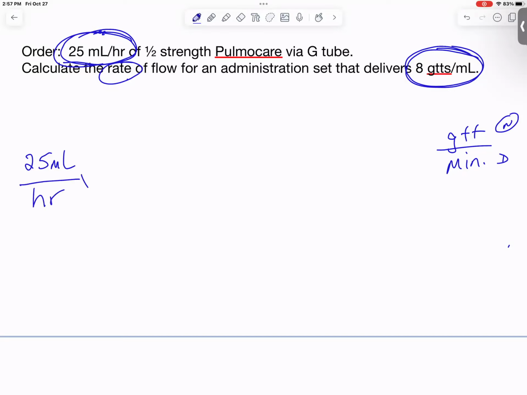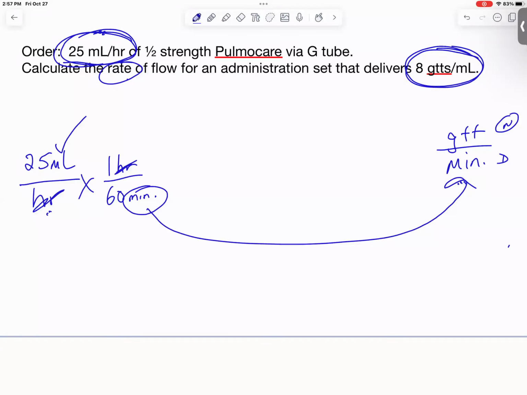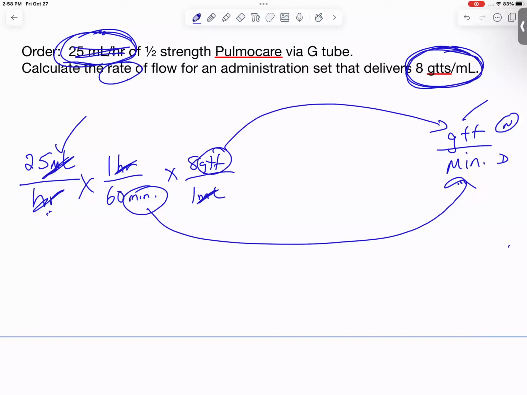So it doesn't matter which one you want to eliminate first. Let's get rid of hour and change that to minutes. Well, I know there's 1 hour and 60 minutes. So I get rid of my hours. So boom, I got minutes. So now how do I get rid of milliliter and get to drops? Well, I'm going to go to my question. So there's 8 drops per milliliter. 8 drops per 1 ml. And now that leaves me with drops. Drops in my numerator, minutes in my denominator.